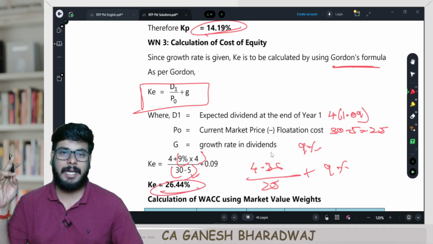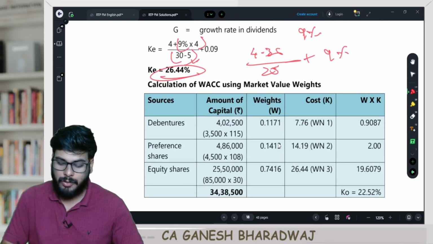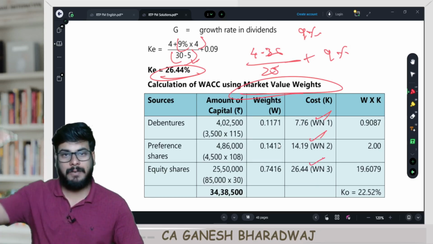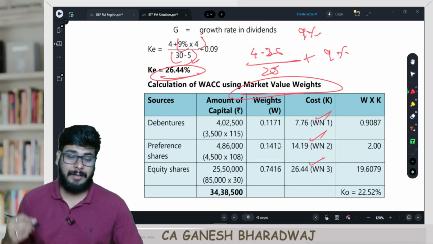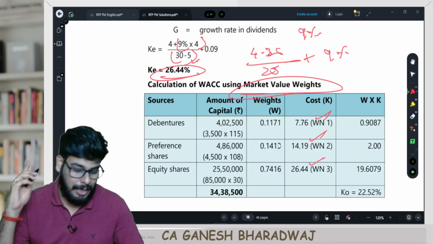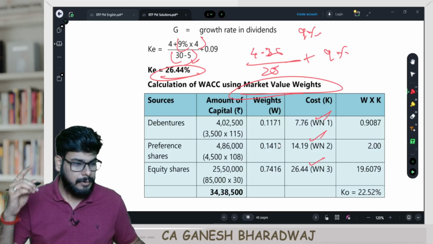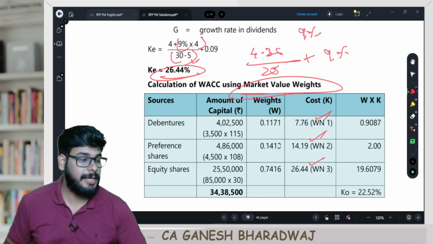So we calculated KD, KP and KE. So now what you need to do is calculate the WACC using market capital weights. The respective costs of capital, you can just fill in this particular column. Now you need to arrive at the weights. So weights using market value weights they have given. So totally how many debentures are there? The question they have given: the value of total debentures is 3,50,000.